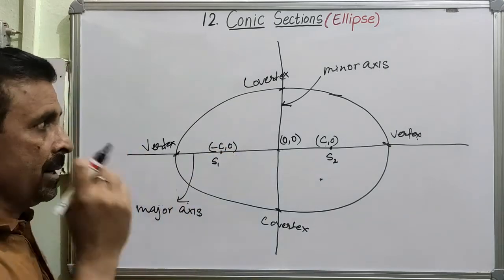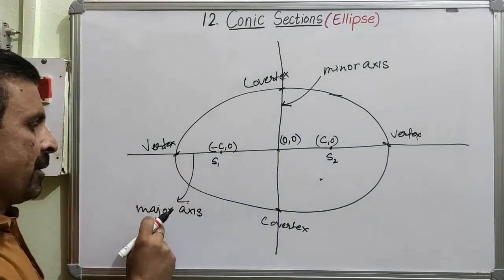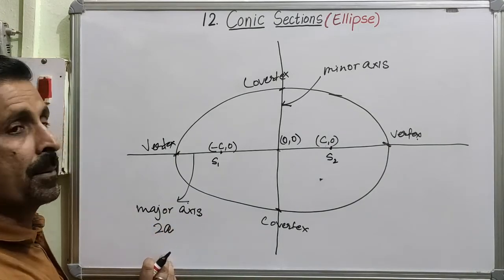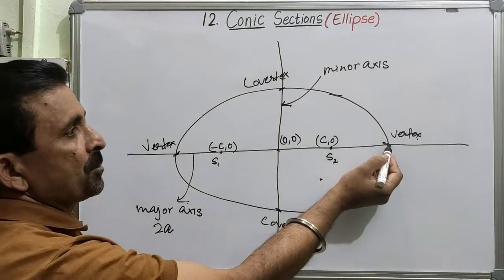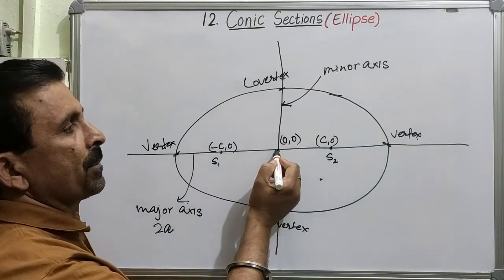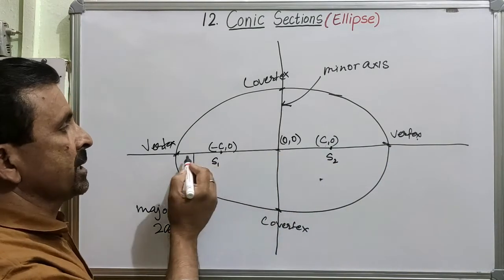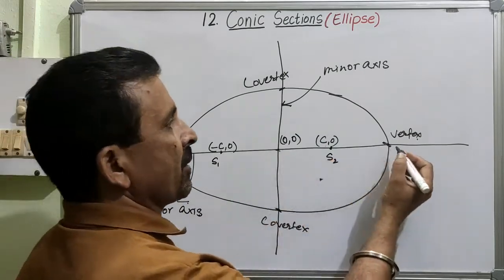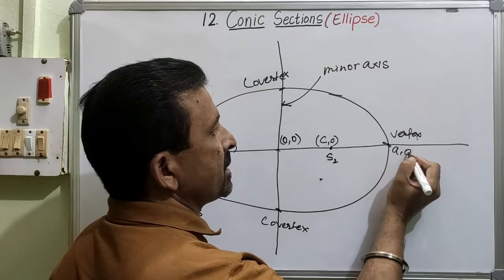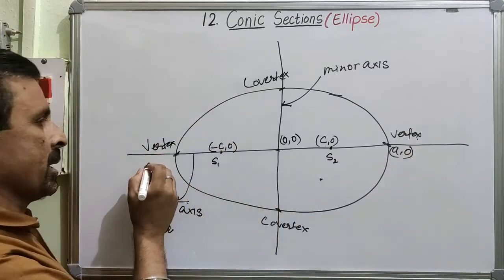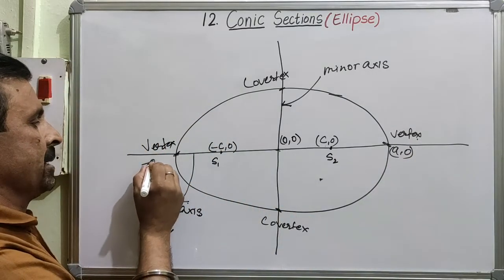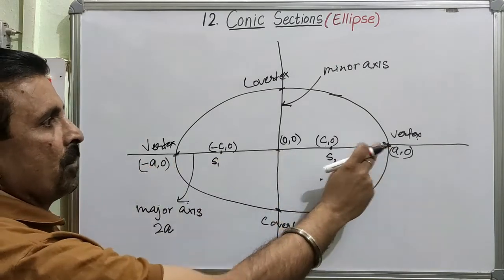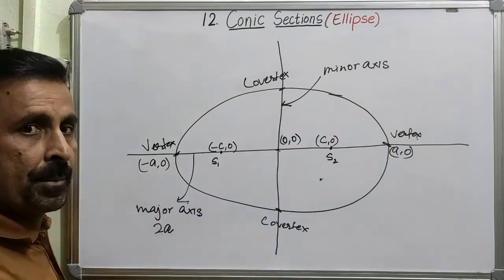Is it okay? Now the length of the major axis has to always equal 2a, right? This is because this point is at a distance of A from the center, and this also is at a distance of A from the center, and therefore the coordinate of this vertex will become A, 0, and the coordinate of this will become negative A and 0. That means the coordinates of the two vertices are clear.